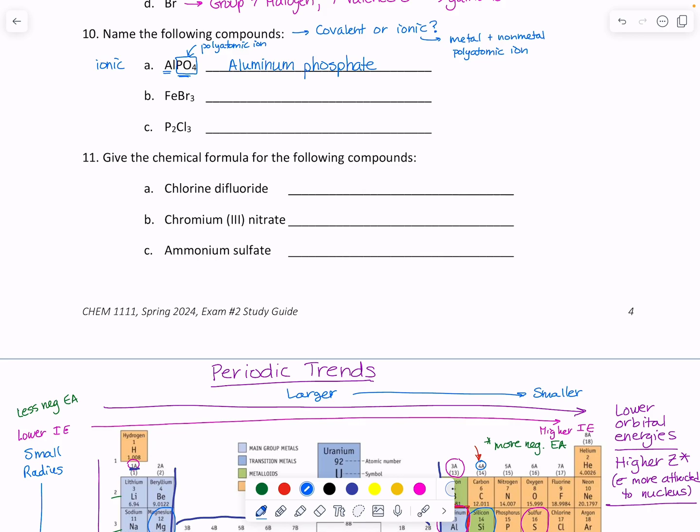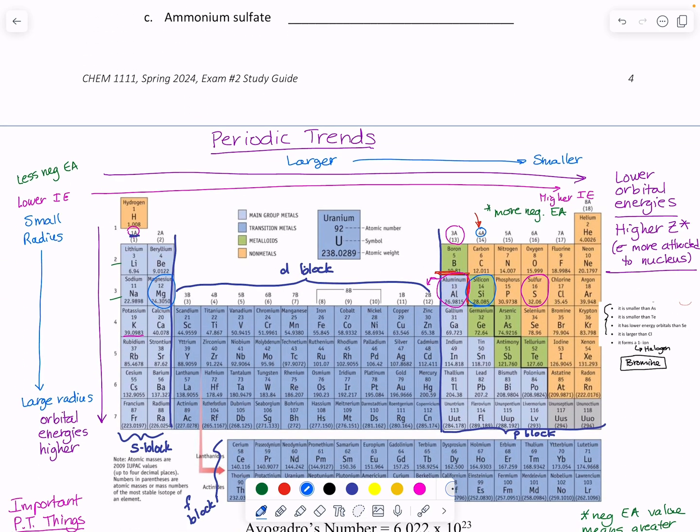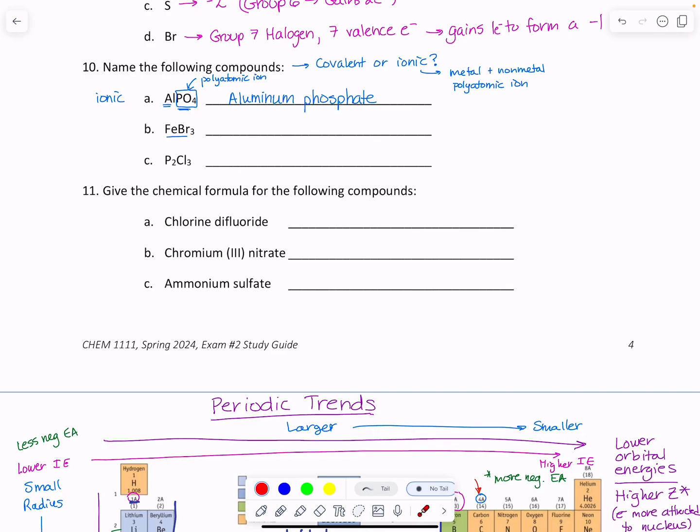All right. So the next thing is FeBr3. Okay. So in this case, we have iron, which is a metal. So iron is right over here. That's a metal. And then we have bromine, which is a nonmetal. So we know that this is an ionic compound, because this is a metal right here, and this is a nonmetal. All right, so we're going to use the name of the cation, which is the one that comes first. That's the iron. So we're going to call it iron.